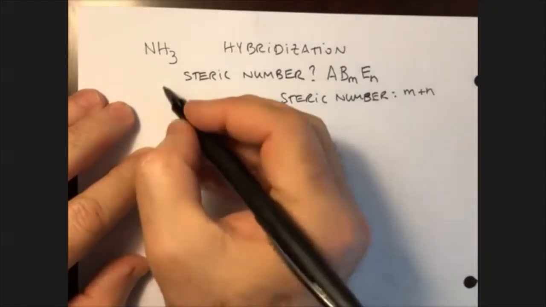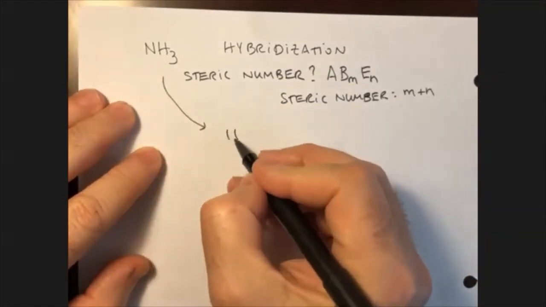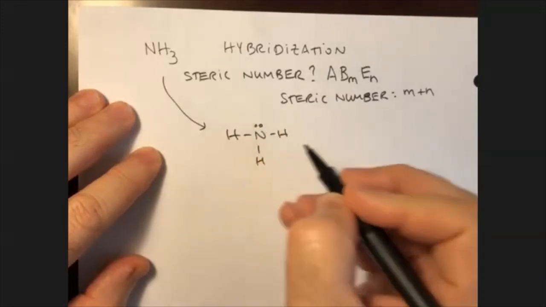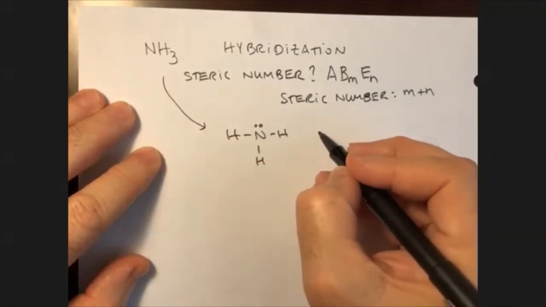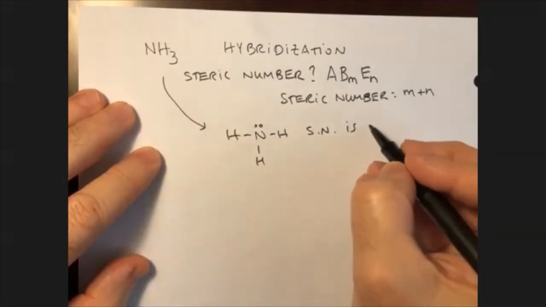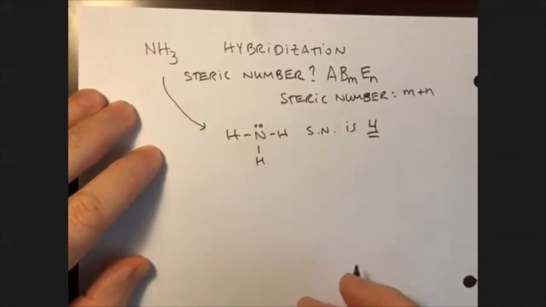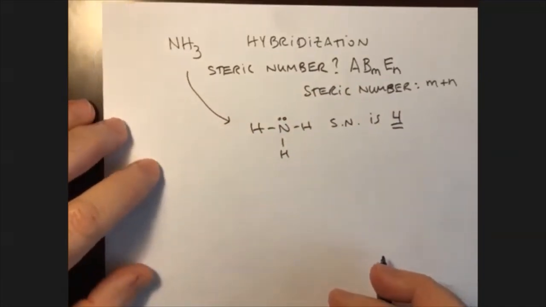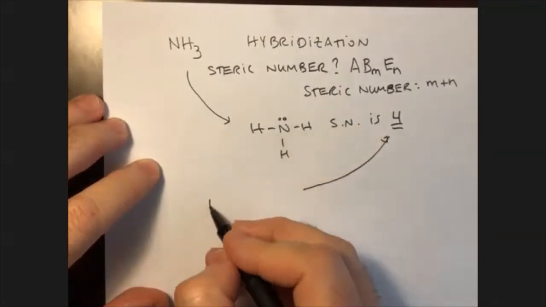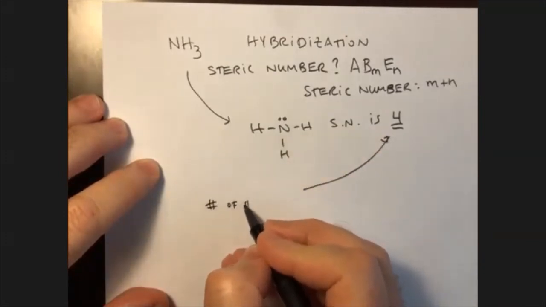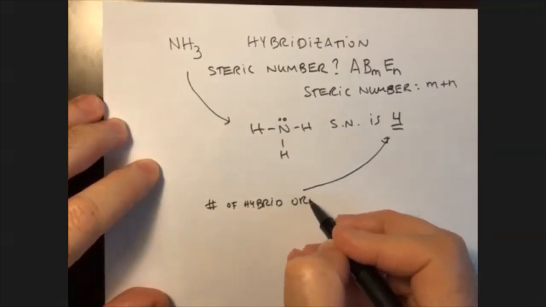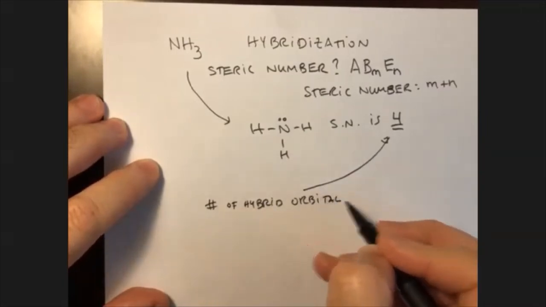In the case of ammonia, since we said that our structure was this, we would say that the steric number is 1, 2, 3, 4. This number tells me the number of hybrid orbitals required.